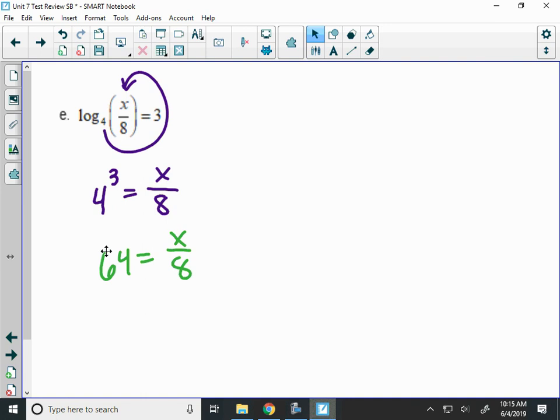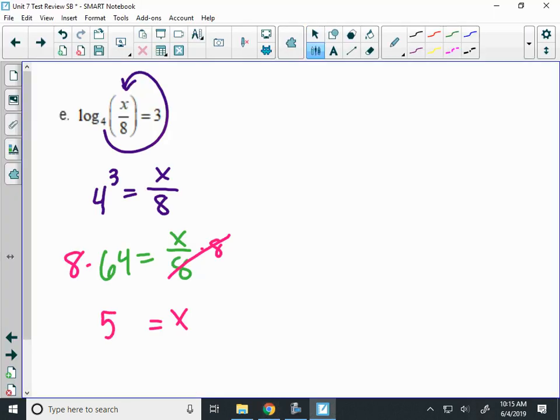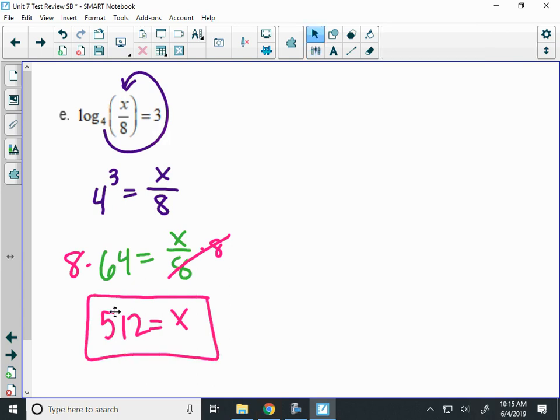To move the 8 out of the denominator, you need to multiply both sides by it. So I'm going to have x equals, I need to figure out what's 8 times 64. Oops. It's 512. So x here is 512. Okay. Hopefully you're pretty confident with those. We're going to move on to solving exponentials, which is the opposite of this. But make sure you understand how to solve a logarithm.